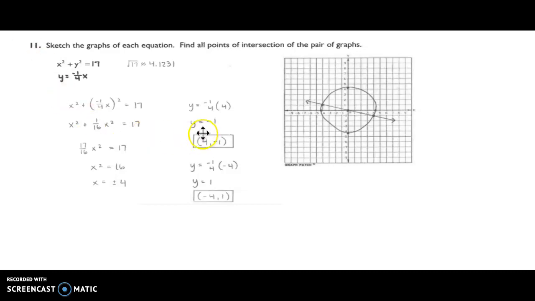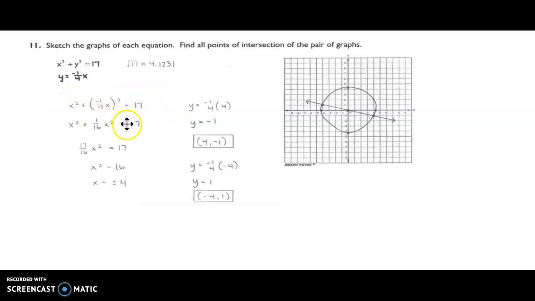I don't know if we're going to see a problem like this on the quiz, but this is a system of equations. Find all points of intersection. That means it's a system, okay? And so you're given the equation of the circle, you're given the equation of the line, and so we can use substitution here. If y equals negative 1/4 x, then you substitute negative 1/4 x in for y. So that's how we get this set up here.